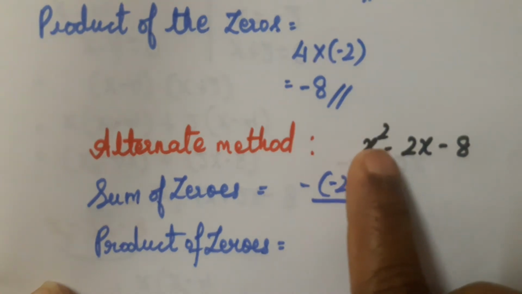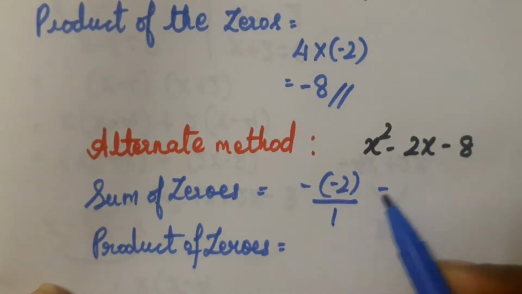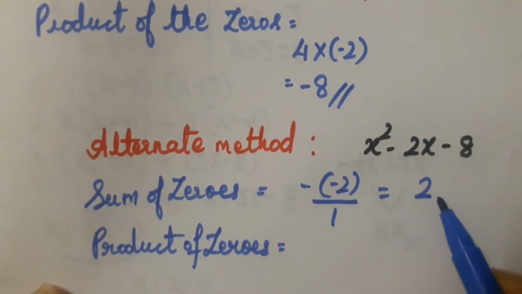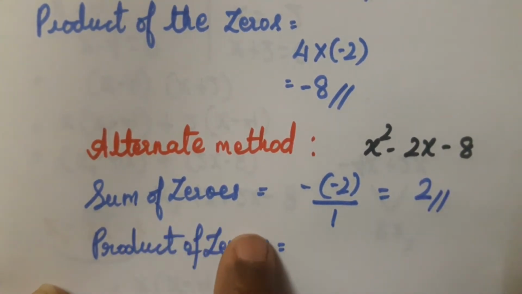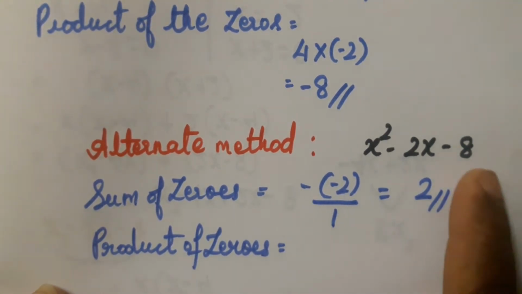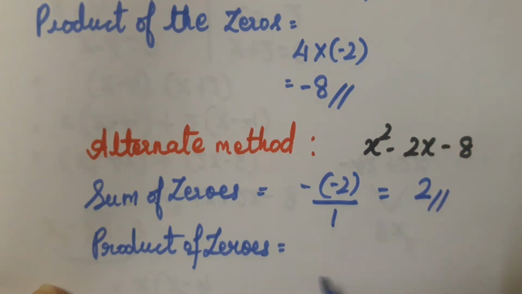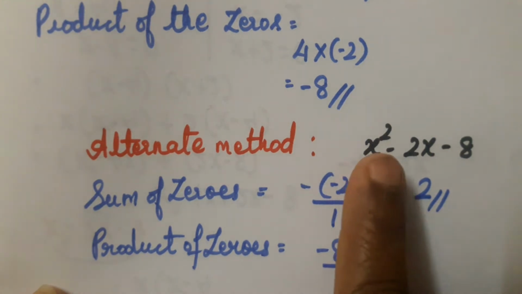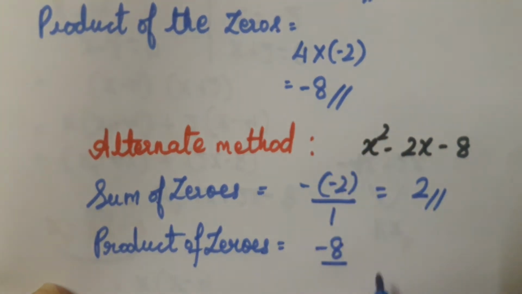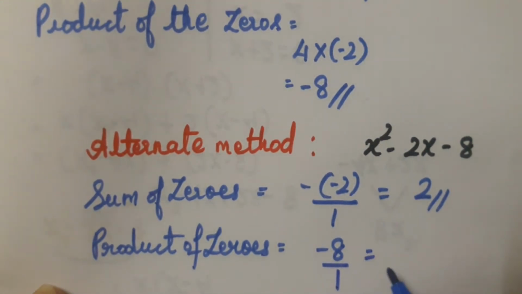What is the coefficient of x square? It is 1. So we have minus into minus is plus, plus 2, 2 by 1 is 2. So sum of zeros is 2. The product of zeros, how are we going to find it? Constant term. Our constant term is minus 8 here. So let me put minus 8 divided by coefficient of x square. The numerical coefficient is 1. So minus 8 by 1 is minus 8.